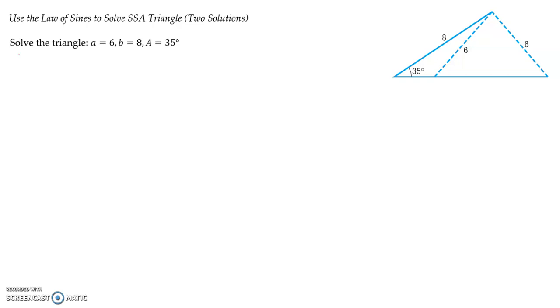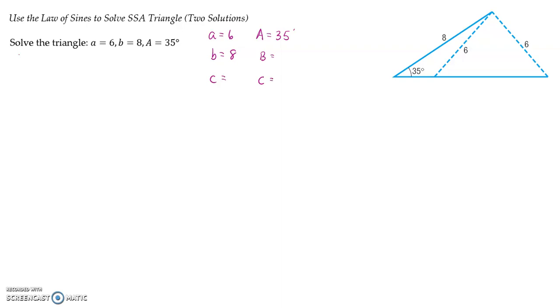Let's go ahead and take a look at using the law of sines to solve a side-side-angle triangle. This time we're going to be looking at the case where we have two solutions, or two different triangles, and we're given some information about our triangle. Side A has a length of 6, side B has a length of 8, and we have angle A is 35 degrees. And so we'll need to solve for the rest of our information on this one.